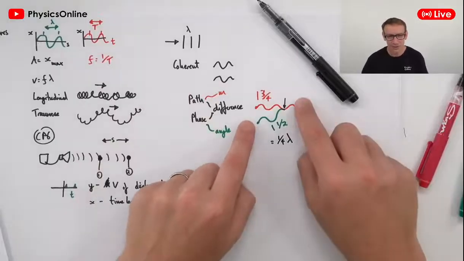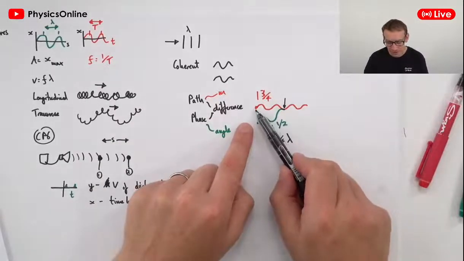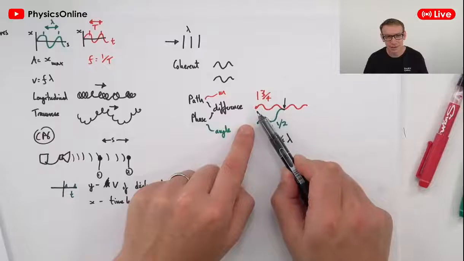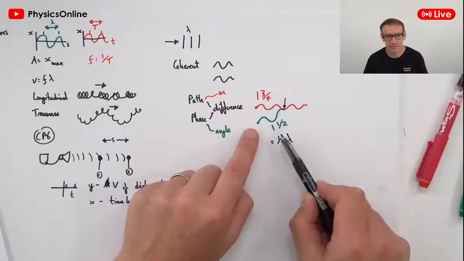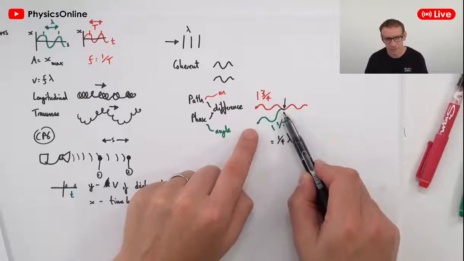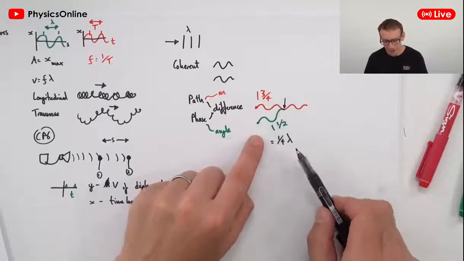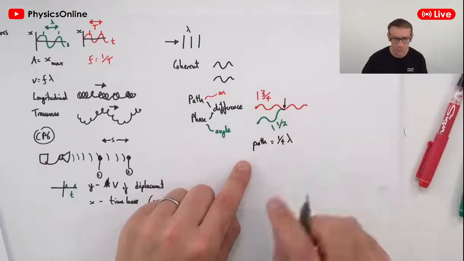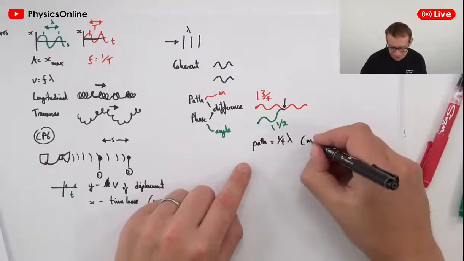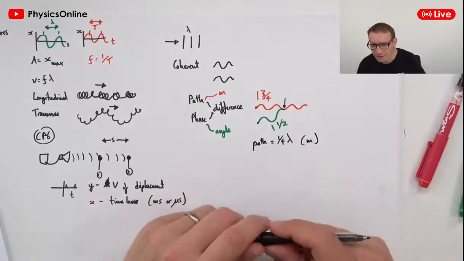Basically, if we've got these two waves here, the red one, where the two things meet, has gone through 1 3/4 wave cycles. But the one at the bottom's gone through 1 1/2 wave cycles. So the difference in the path is going to be equal to 1/4 of a wavelength, and obviously that unit would have meters.